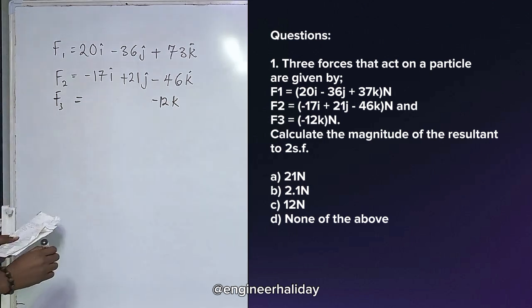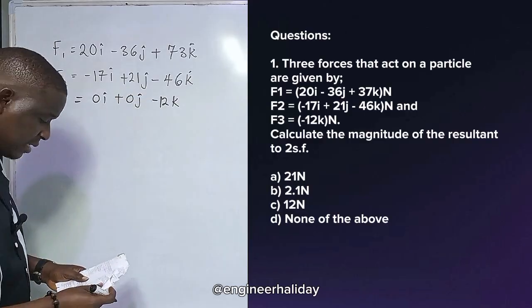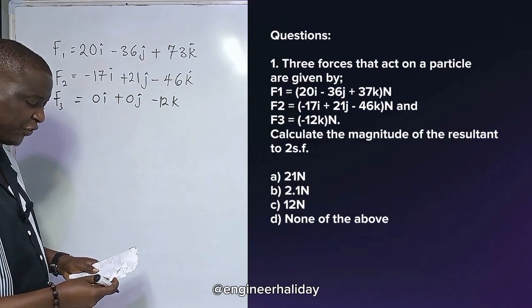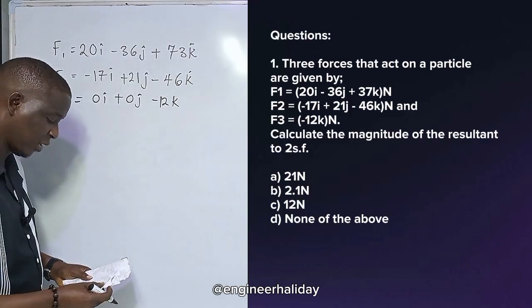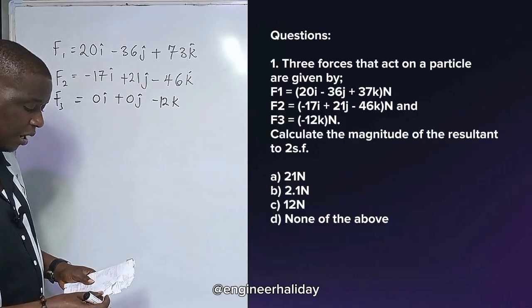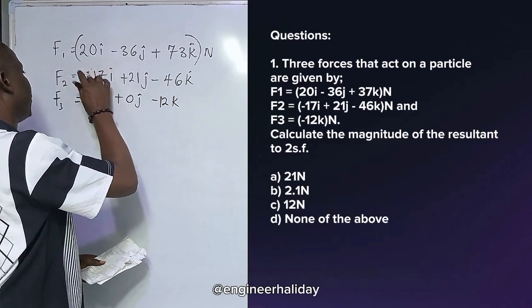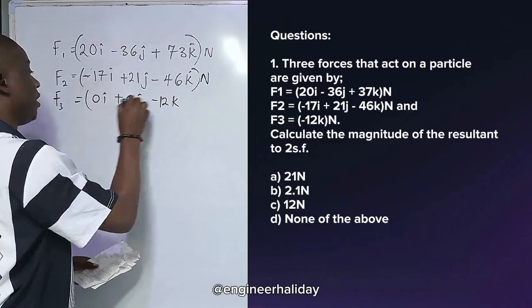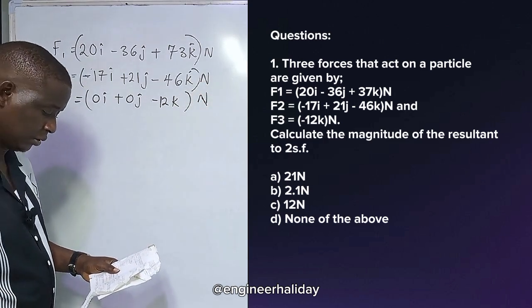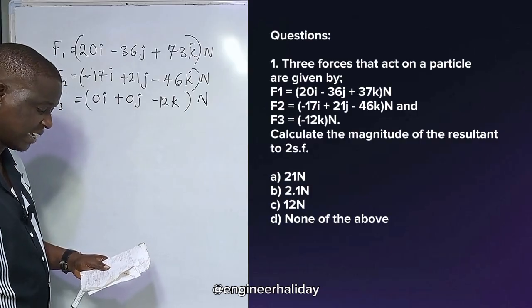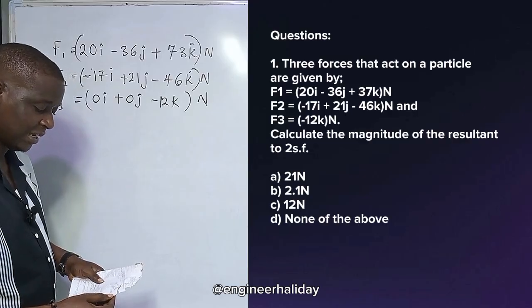Now what did they say we should find? That means this one is 0i, 0j. Now it says calculate the magnitude of the resultant in two significant figures. We have option A, 21 meter; B, 21 Newton, because they are forces, they are all measured in Newton. Don't forget. A says 21 Newton, B says 2.1 Newton, C says 1.2 Newton, and D says 12 Newton, and E says none of the above.